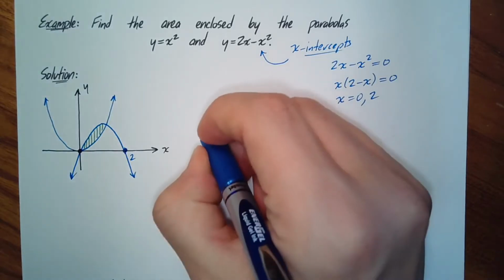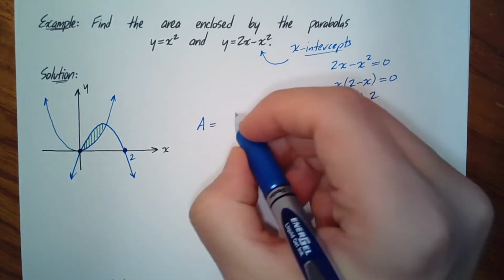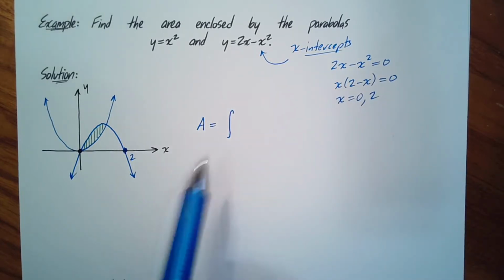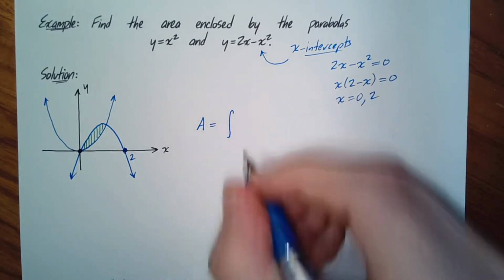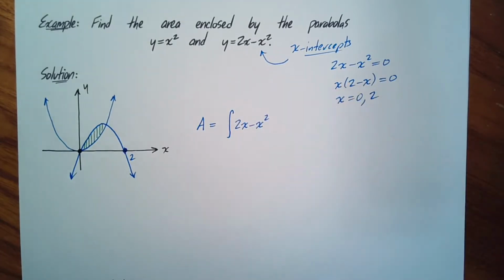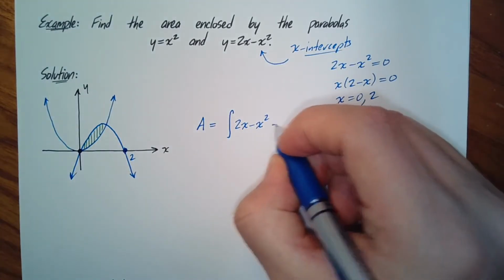We can start by setting that up. The area is going to be equal to the definite integral. And we'll worry about the endpoints in a moment. But the function, we're going to have an upper function, which is 2x minus x squared. And then we're going to subtract the lower function, which is x squared.